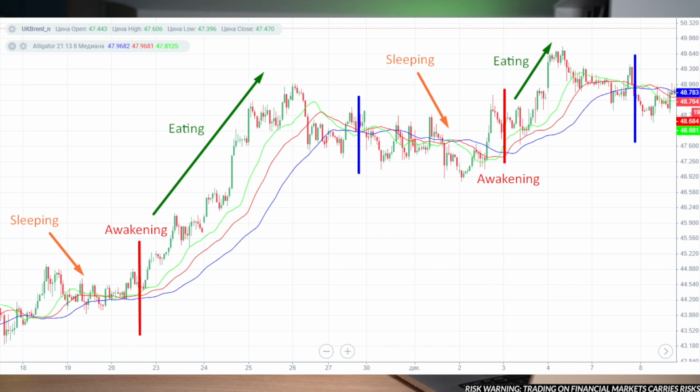In this case, you open buy or sell positions. The exit signal appears when all three lines meet at one point, or the trend direction is not clear, or when the lip line crosses the jaw line. This means that the market is full and will now sleep. We can say, quote, anticipation of a new prey, i.e. the new momentum. So let's discuss those three lines of the alligator indicator.